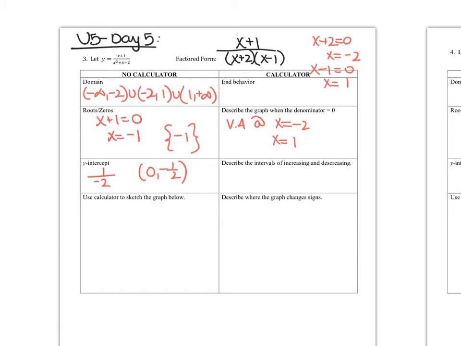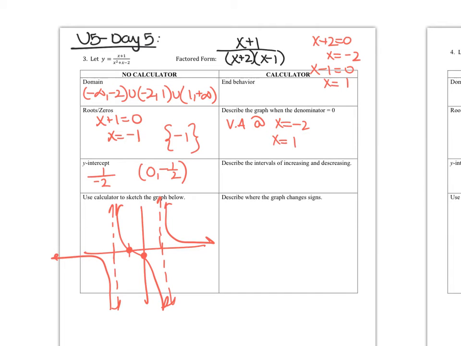And then it says use a graphing calculator to sketch. Obviously, we can get some of this just by doing this part of it. We have a vertical asymptote at 1. We have a vertical asymptote at negative 2. And we know it's crossing the x-axis at negative 1. You can get the rest of that by plugging it into your calculator, so go ahead and do that.